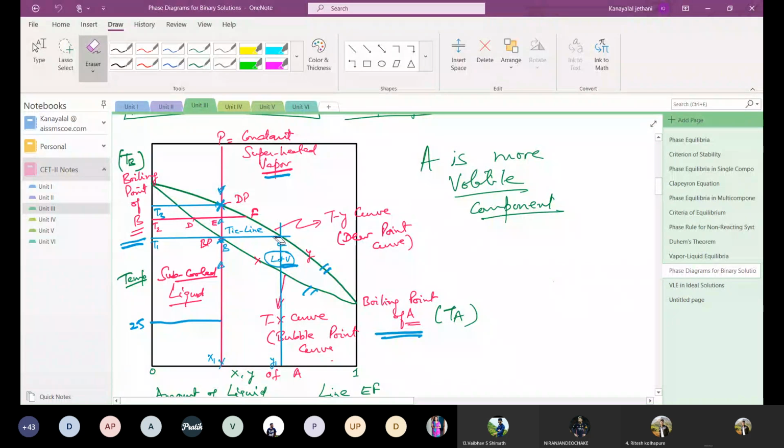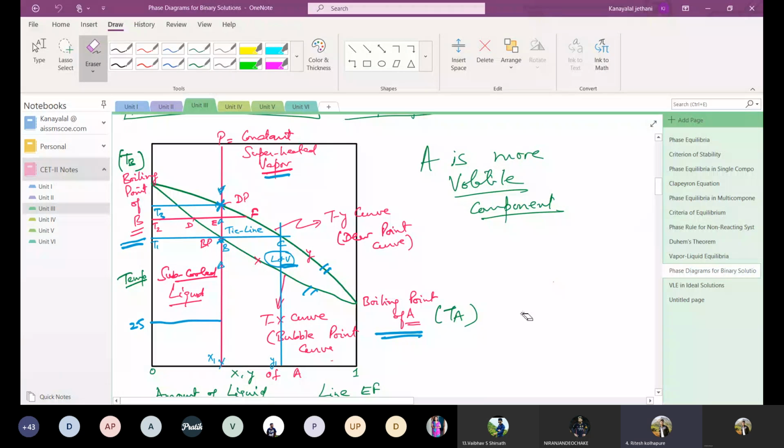And this upper curve is actually temperature on the y-axis, and y, that is mole fraction in the vapor phase, on the x-axis. That's why it's called Ty curve or dew point curve. And this lower curve represents temperature on the y-axis and liquid composition on the x-axis. That's why it's called Tx curve or bubble point curve. Is it clear?